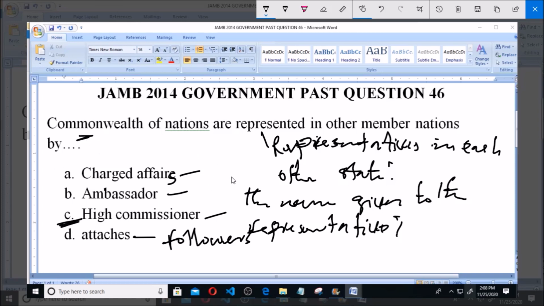An ambassador is a representative of a country. The chargé d'affaires is an officer, means officer. So option C is correct.